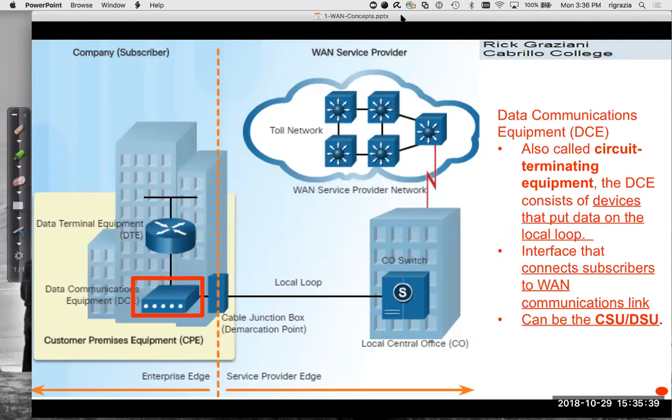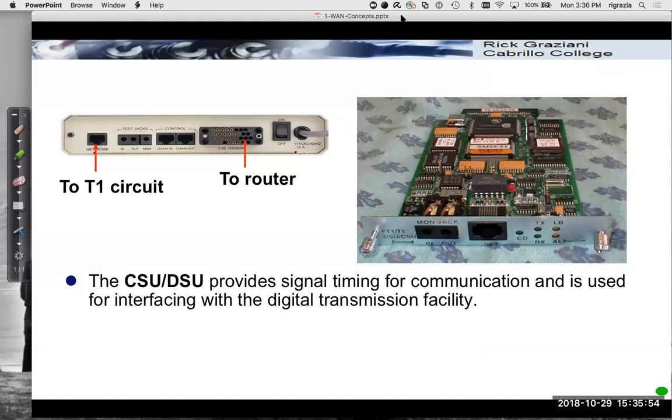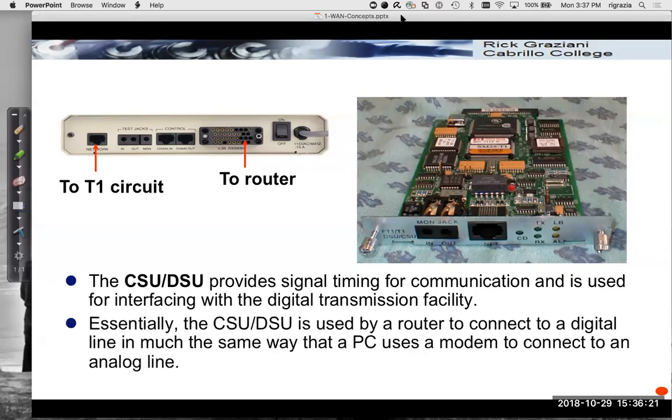But a CSU DSU, this is actually the device that performs the interface between the DTE, the router in this case, and the local loop. So let me talk a little bit about this. This is an older DCE, CSU DSU device because it's connecting to a T1 circuit. But you can see that there's an interface there to the T1 circuit and to the router. And by the way, we're going to talk more about T1s in a later video. Okay, so the CSU DSU provides the signal timing and the interface between the router and the circuit.